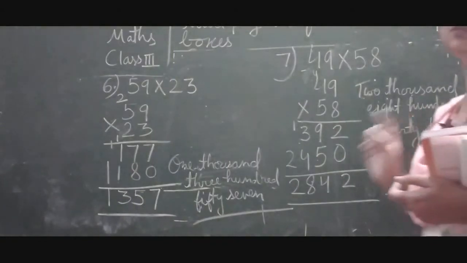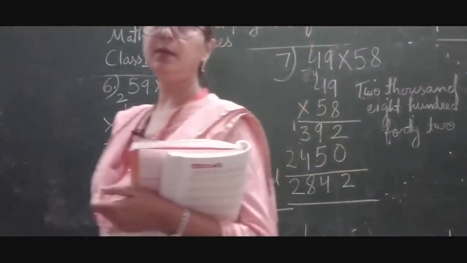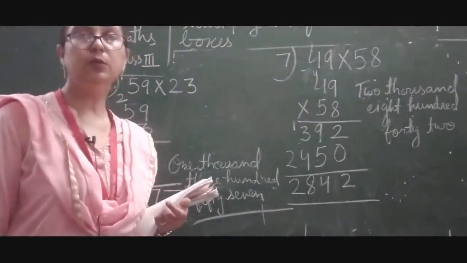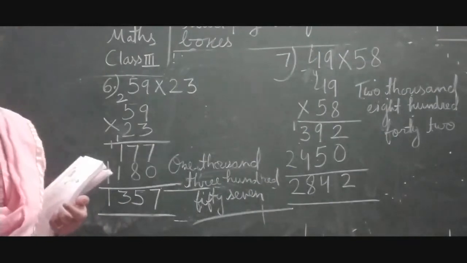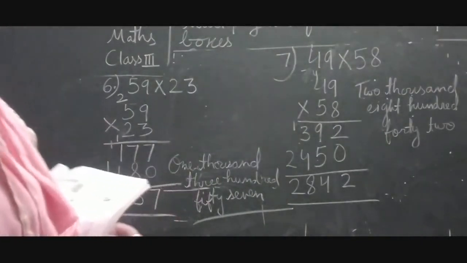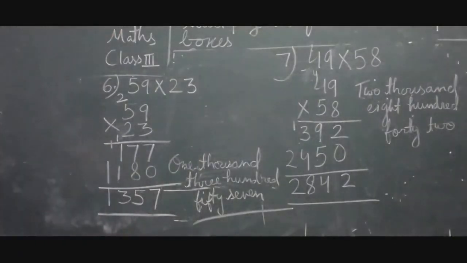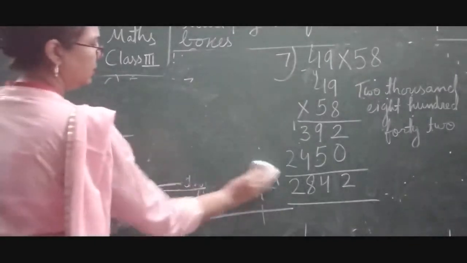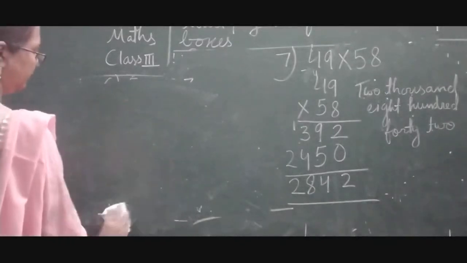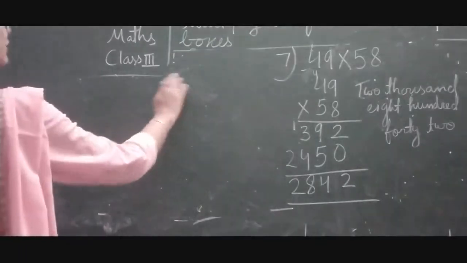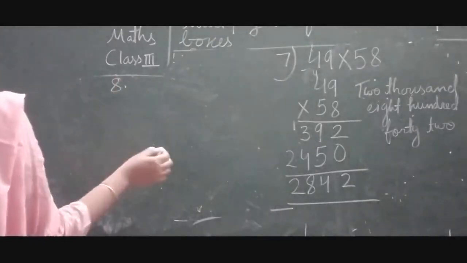2842 is the answer. So children, complete it. We have completed 6 and 7 both. Now we are moving to do number 8. So before that you should complete this. Okay. 7 number we have completed. Now we are going to do number 8.